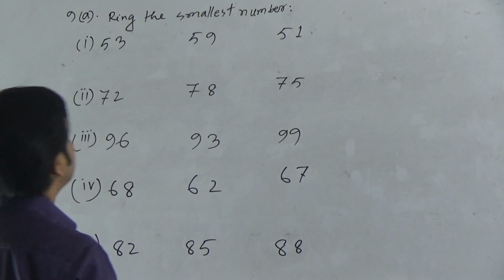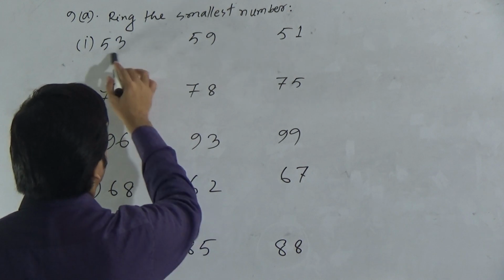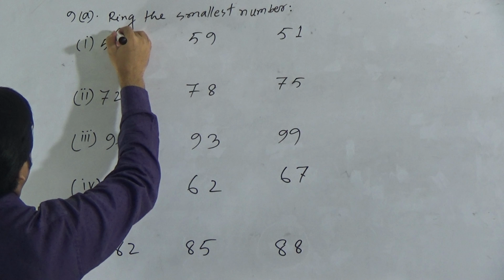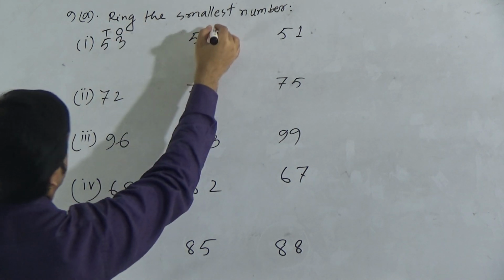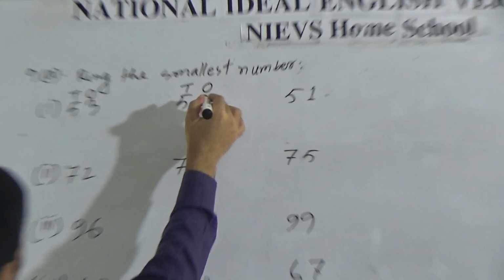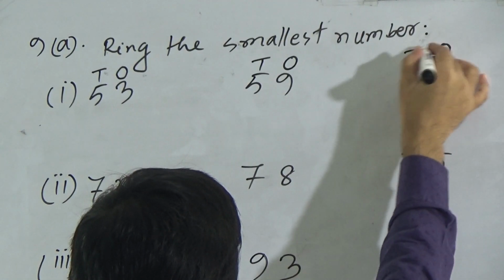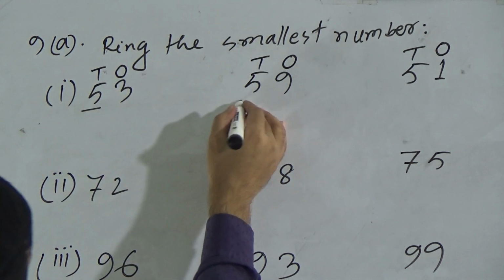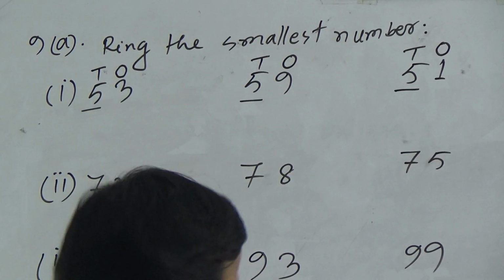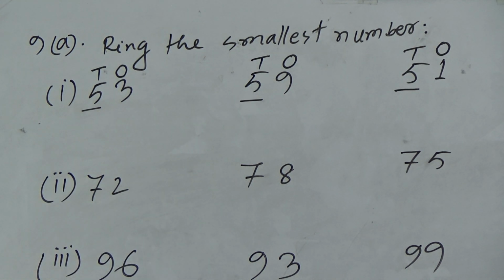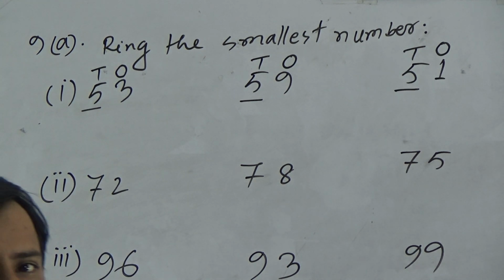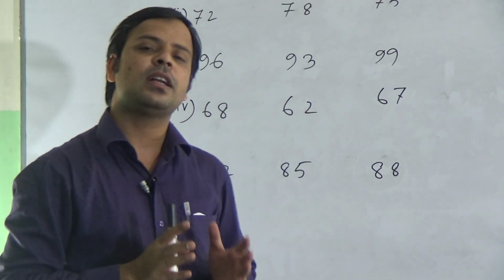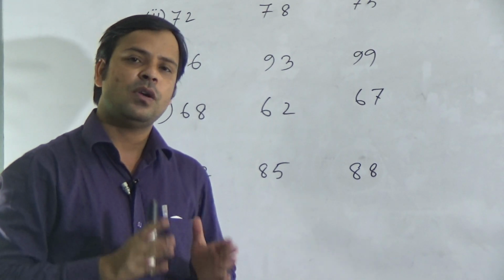Okay, dear students. To do this, we have to compare these 3 numbers. To compare the numbers, at first indicate the position of the digit. This is 1's place, this is 10's place. Dear students, notice that the 10's place is 5 in all three numbers. It means that in all the numbers, the 10's place is the same. When the 10's place is the same, you need to remember that you have to compare only the 1's place.